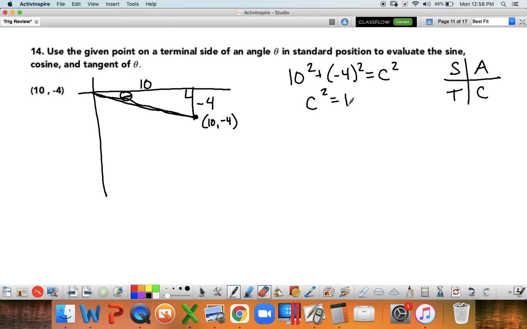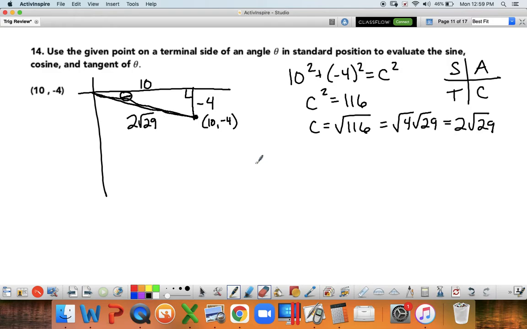So I get c squared equals 116. So c equals the square root of 116. I'm sure there's a perfect square that goes in there. 4 times 29. Of course, I can't pick ones that have nice round numbers. So I get 2 square root of 29. So that is my hypotenuse down there. So now that I've got all these labeled, I've got my theta over here. So I know that this is my adjacent side. This is my opposite side. This is my hypotenuse.